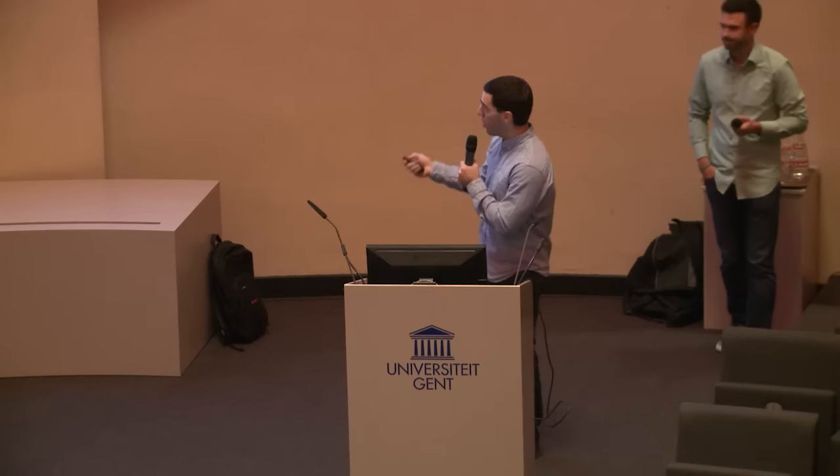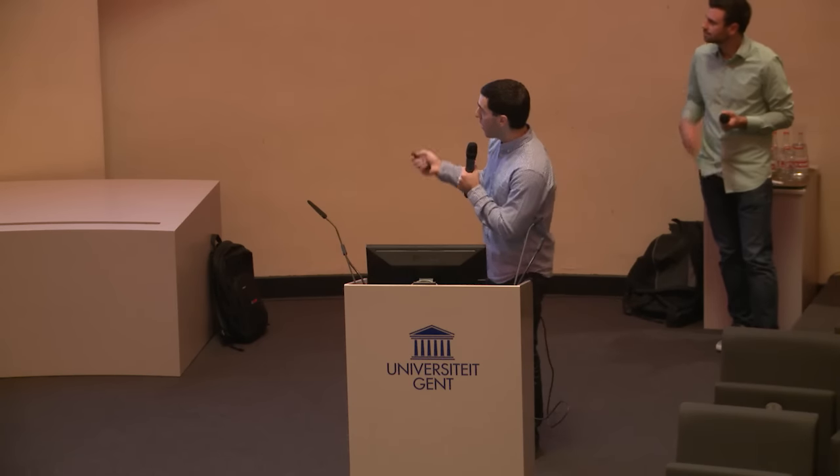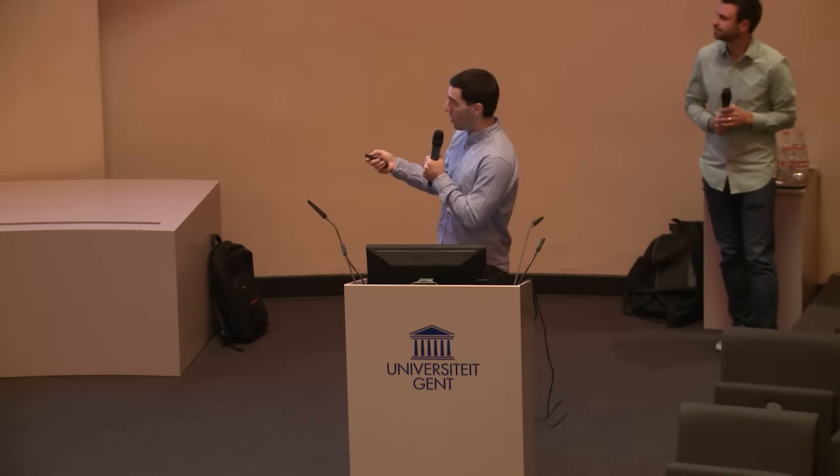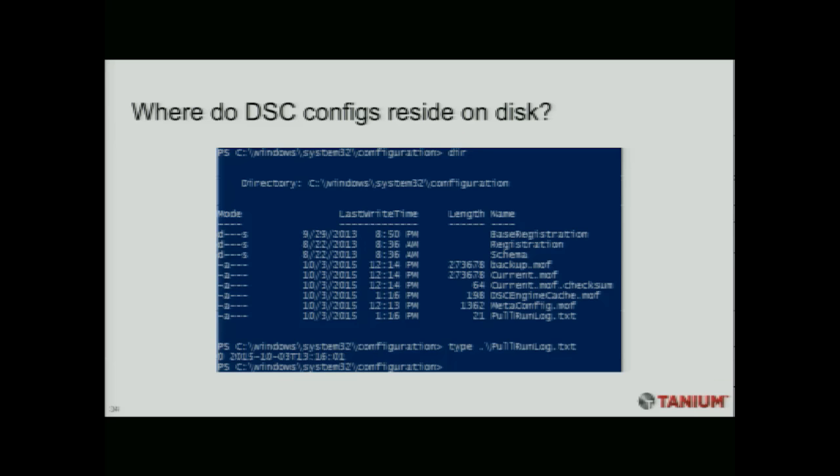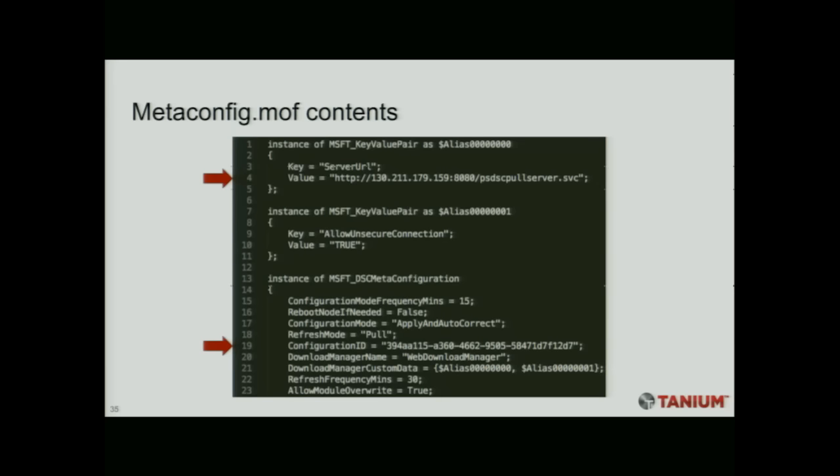Finally, there's a file here called pull run log. It's a plain text file, and it just contains a single row every time a pull occurs. In terms of evidence, this is actually not the best log, so I covered it here for thoroughness, but we have better logs that we'll show you in the eventing system. If you look inside the metaconfig.mof on any system, you'll find the URI to the pull server. So we can see the full IP address and location of that resource.